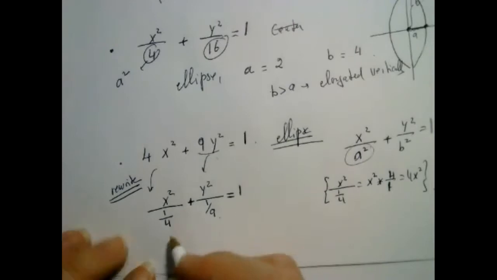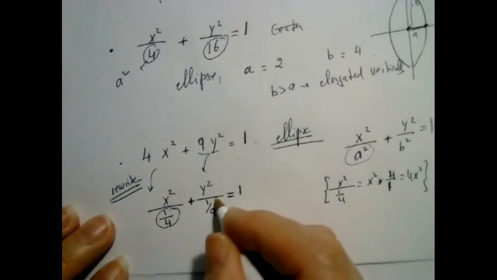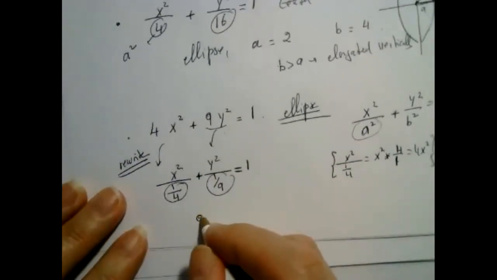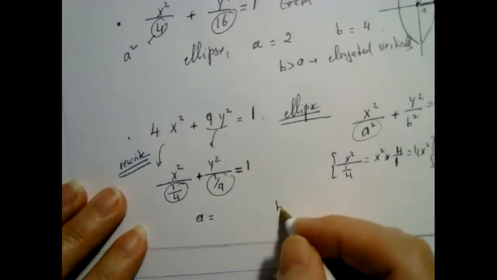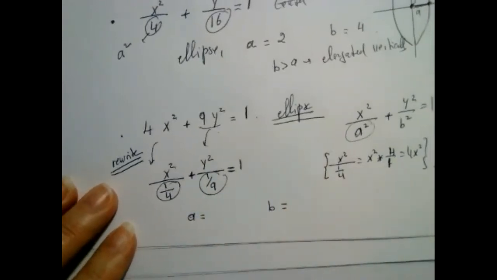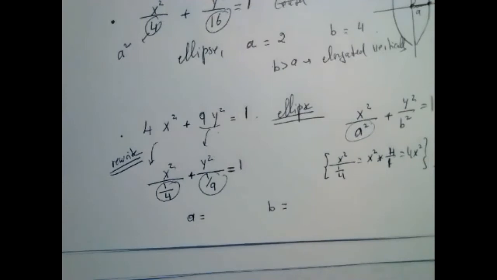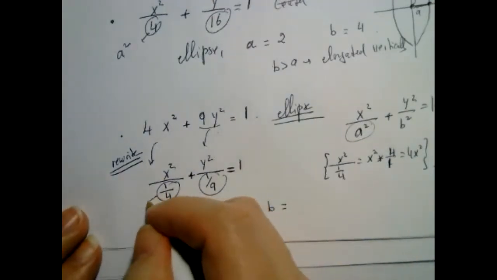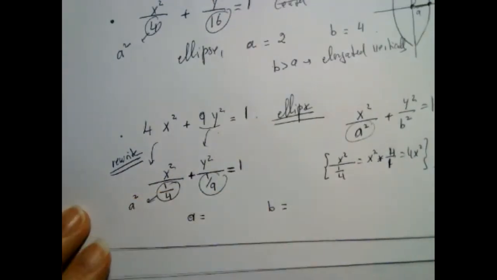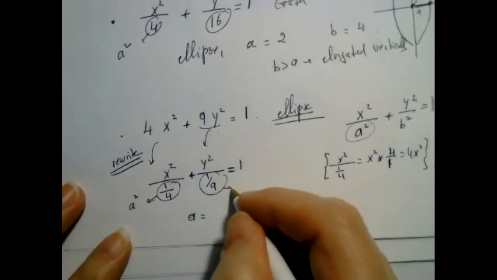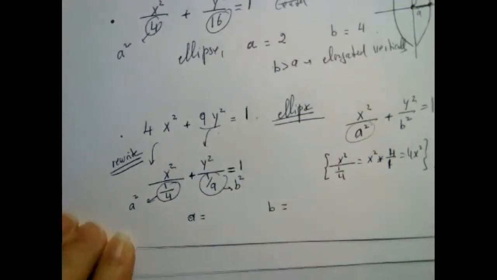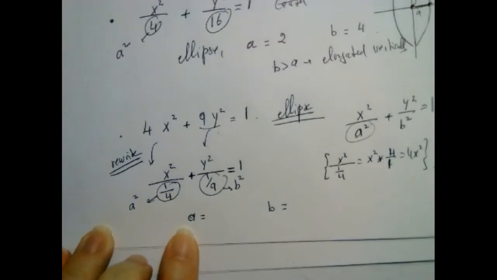All right? Now what's the A? And what's the B? Who can give me the A and who can give me the B quickly? So remember, this should play the role of the A squared, and this will play the role of B squared. So what's going to be the A in this scenario? What's going to be the B?